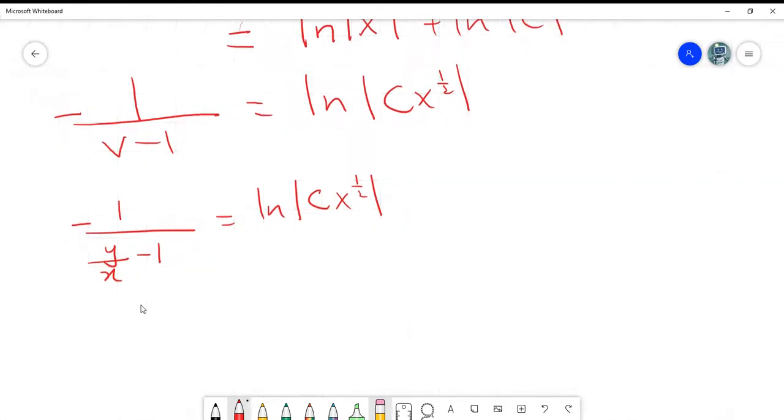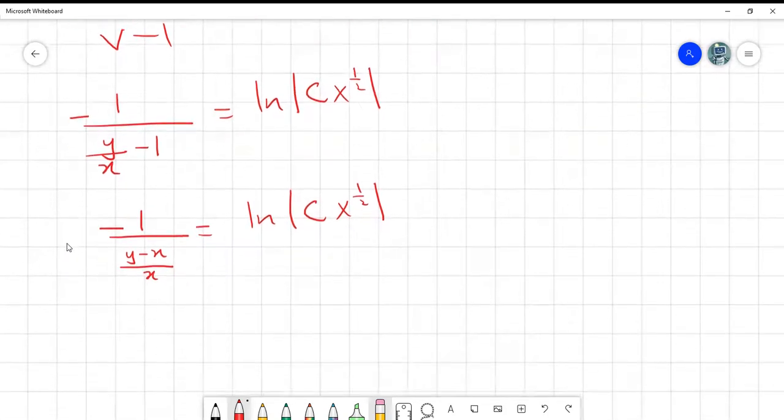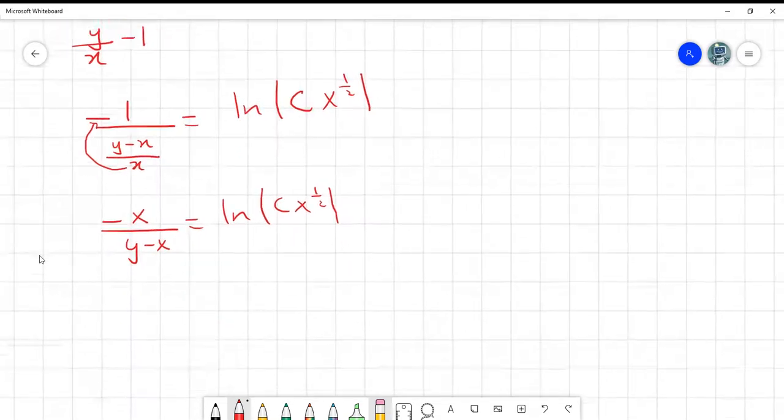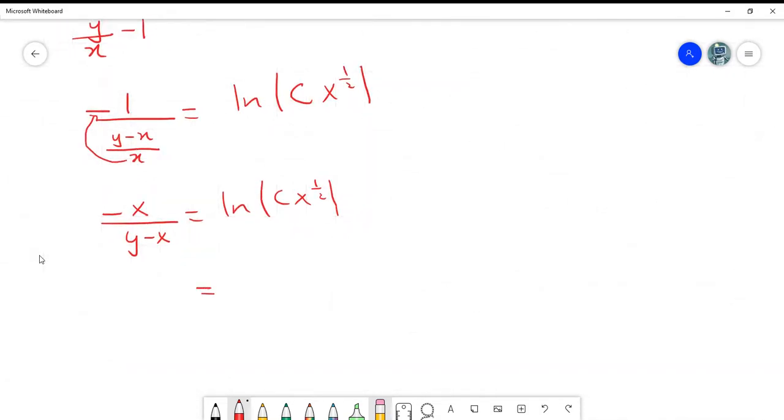Now what we can do is take the LCM in the denominator, which will give us x, and y minus x, which is going to be equal to ln of cx to the power 1 over 2. The x can be brought in the numerator, leaving us with minus x over y minus x equals ln of cx to the power of 1 over 2. All we have to do is make y the subject, and that will be the general solution of our equation.